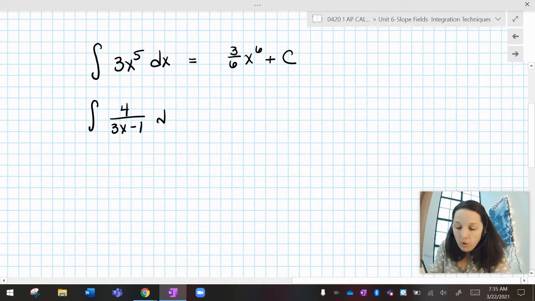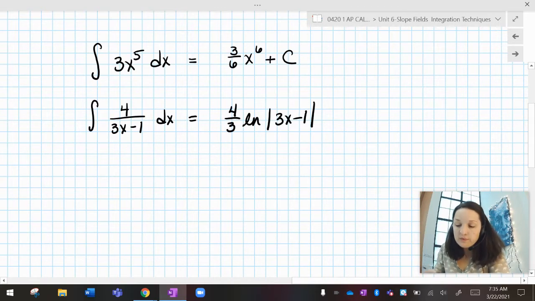No problem. One of the other ones we've talked about is if I have the integral of like 4 over 3x minus 1 dx. That's come up before a little bit. And I had told you that the antiderivative of a constant over a linear is going to be the ln of the bottom divided by the derivative of the inside. So that'd be 4/3 ln absolute value of 3x minus 1.